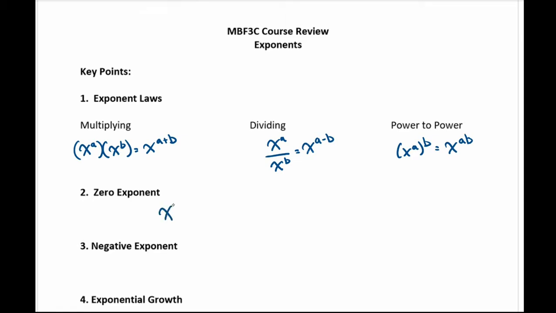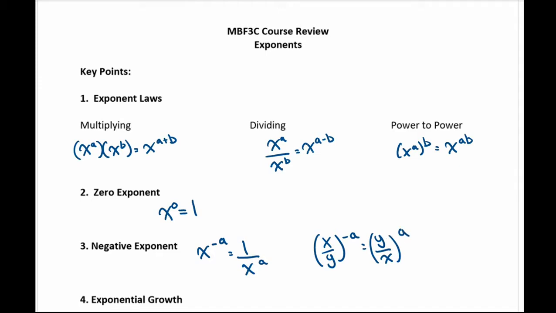The zero exponent: anything to the power of 0 is always 1. For the negative exponent, if I have x to the power of negative a, I usually want to convert this to a positive exponent, so I would flip this. In this case, x is a whole number, so it becomes 1 over x to the power of a. If I had a fraction, say x over y, to a negative exponent, I would flip my fraction, y over x, and then my exponent would become positive. So that's how we deal with positive or negative exponents.